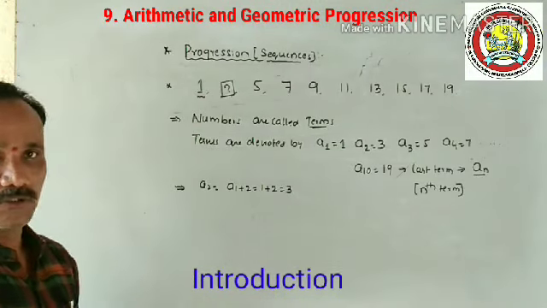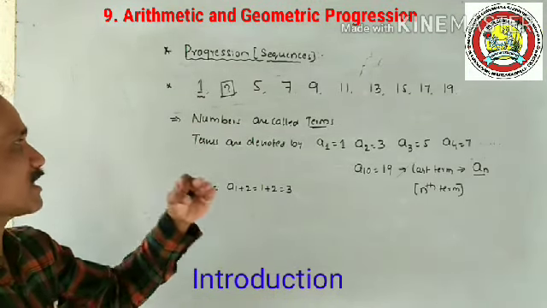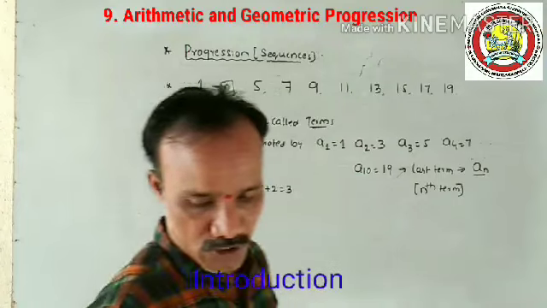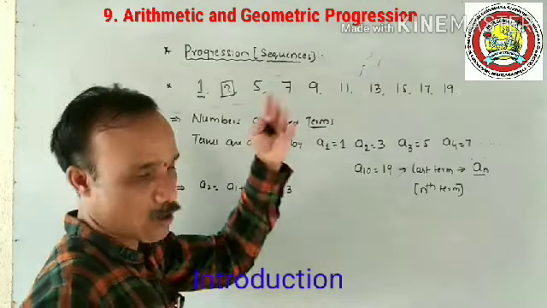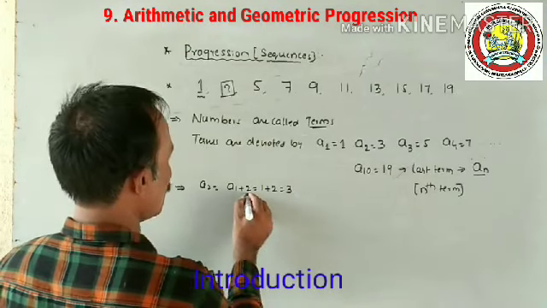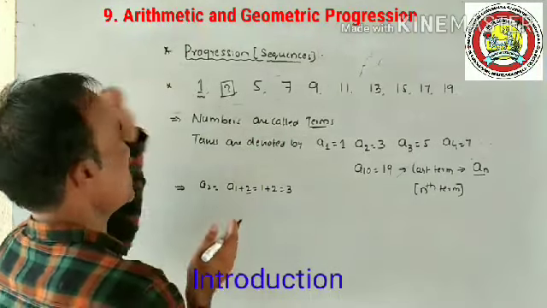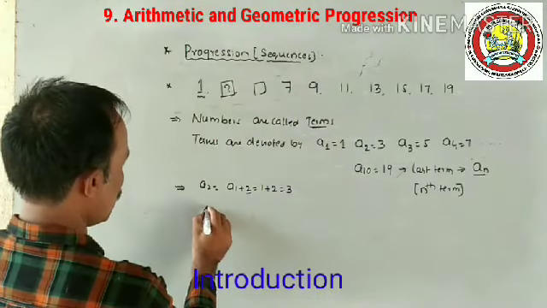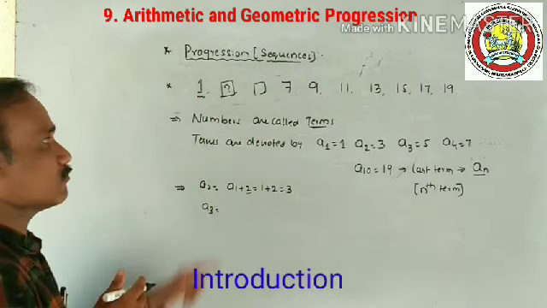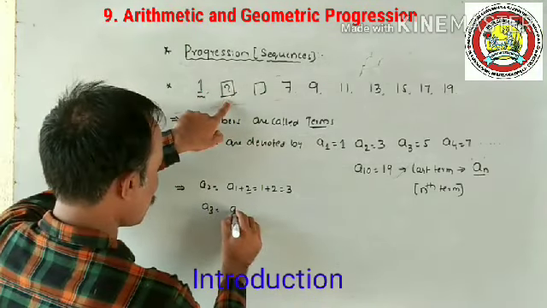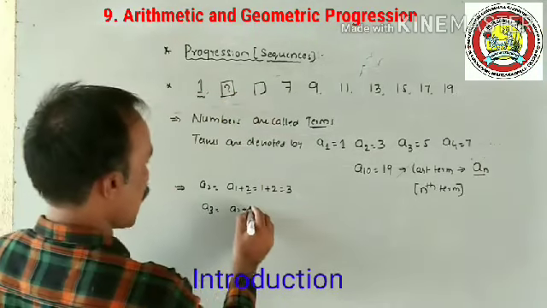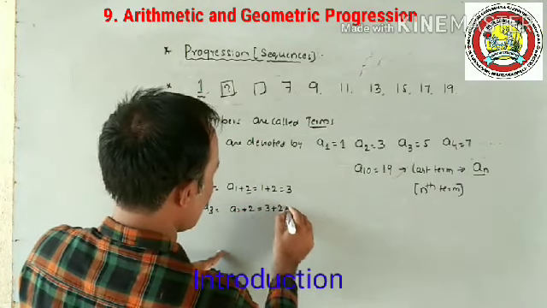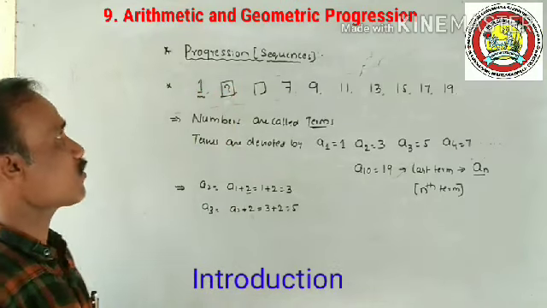This is very important. The succeeding term is obtained by adding 2 to its preceding term. Suppose we don't know a3. a3 is equal to its preceding term a2 plus 2. What is the rule here? We should add 2. So a3 is 3 plus 2, which is equal to 5. So this is called progression.